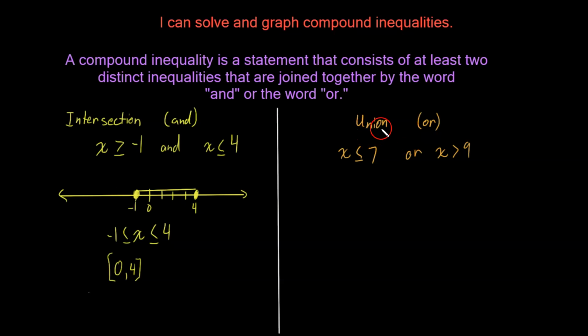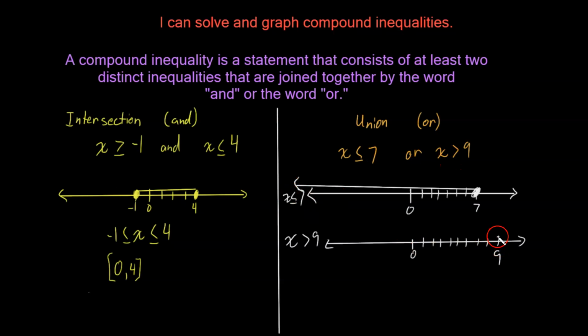So one last quick example of union. We've got x is less than or equal to 7 or x is greater than 9. Let's look at these on their individual number lines. So x is less than or equal to 7. We find 7, fill it in, and we're moving to the left. And now let's look at x is greater than 9. So we find 9 on our number line, and we're moving to the right.